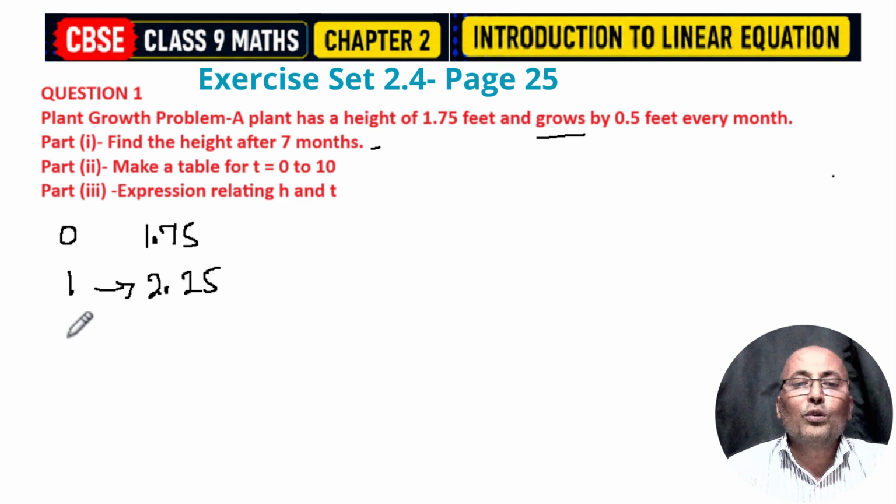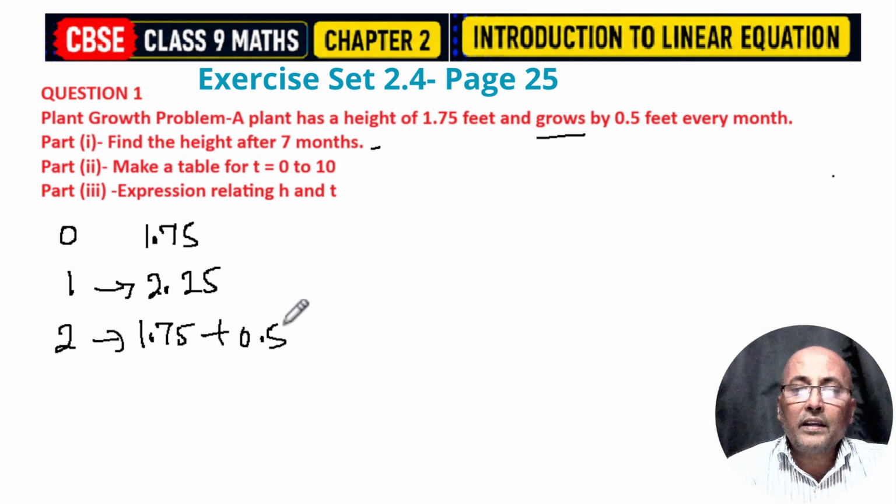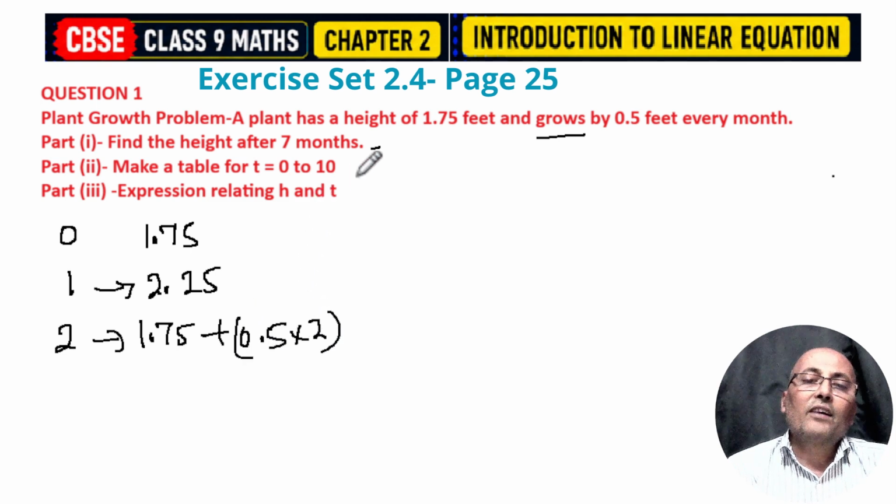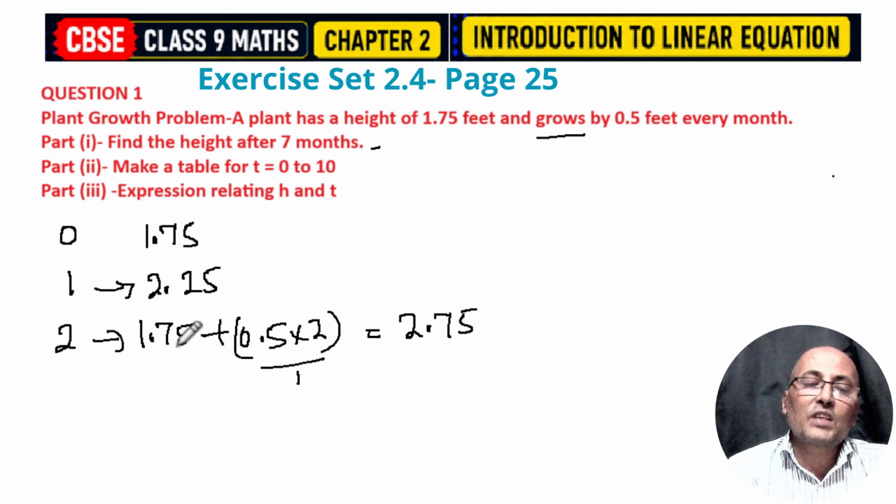For the second month, 1.75 plus 0.5 into 2, that is t. Why? Because for 2 months, 0.5 is growing each month. Like that, you are going to calculate. This answer is going to be 2.75. Why? Because 1 plus 1.75 is 2.75.